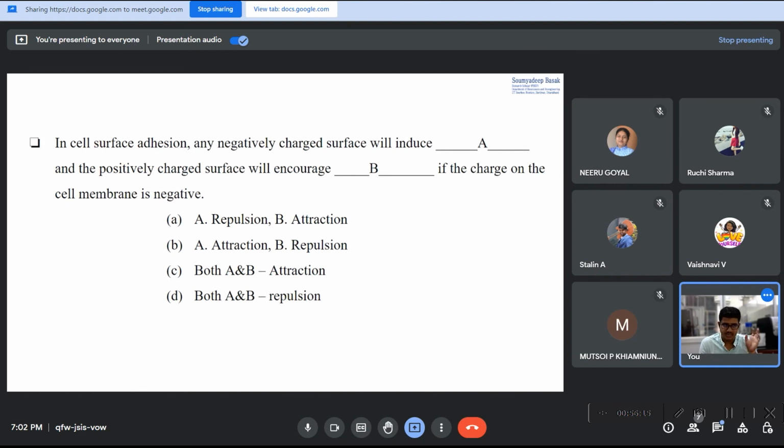For example, in cell surface adhesion, what will a negatively charged surface induce? What will a positively charged surface induce? Will it attract or repulse? Always remember cells are negatively charged. So when there is a negatively charged surface, they will always get a repulsion, right? When there is a positively charged surface, they will get an attraction. That's why your classical tissue culture plates are positively charged. Right? Poly-L-lysine, lysine is a positively charged amino acid. When there is this kind of positively charged surface, cells try to attach.